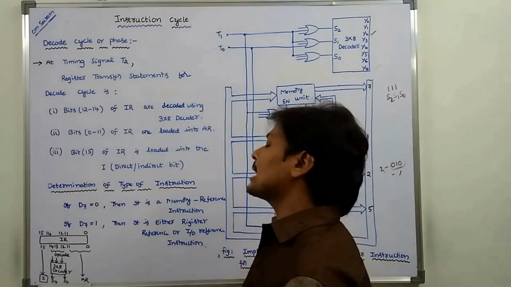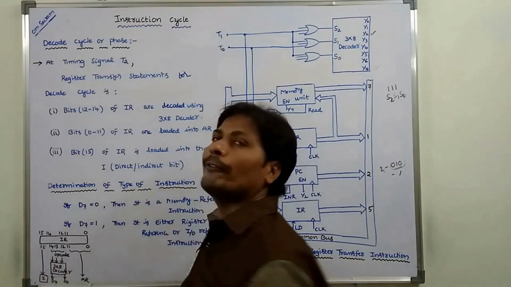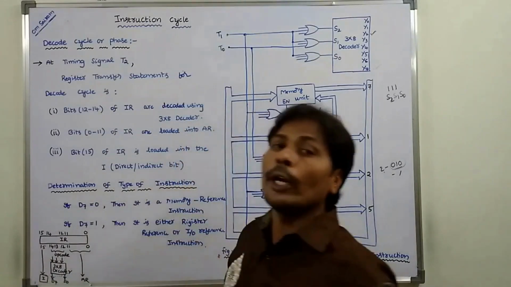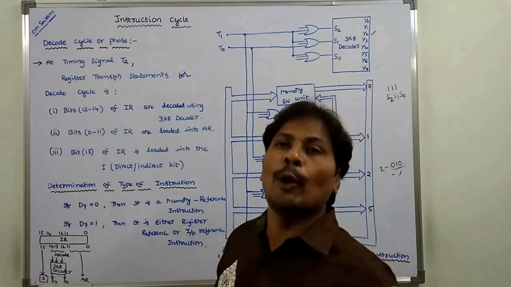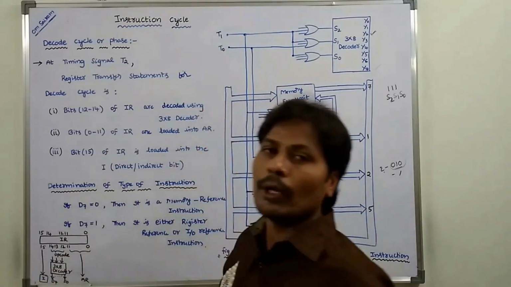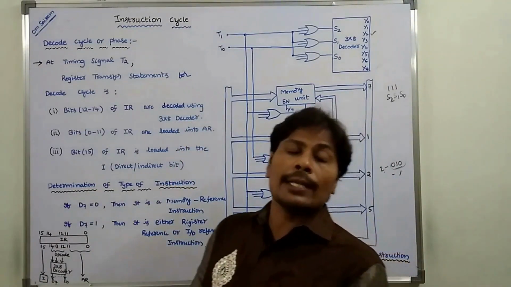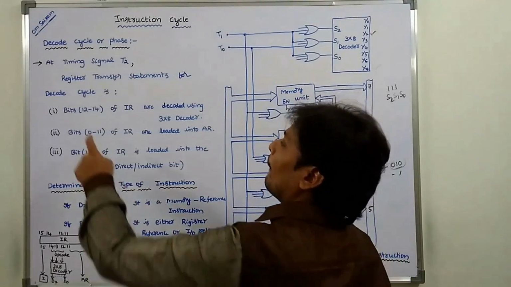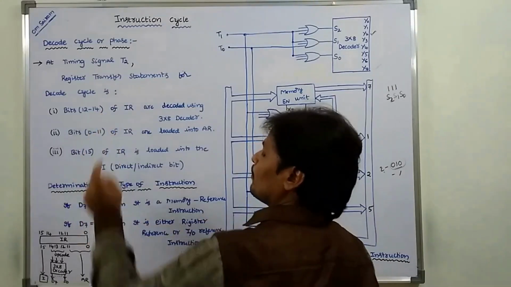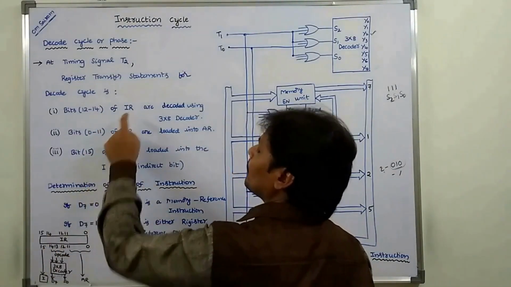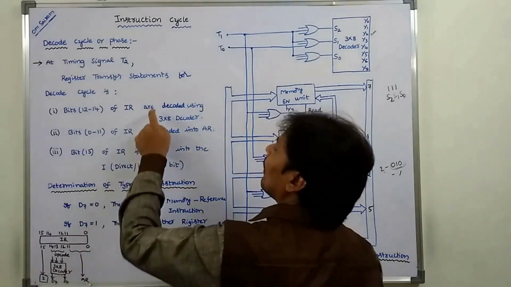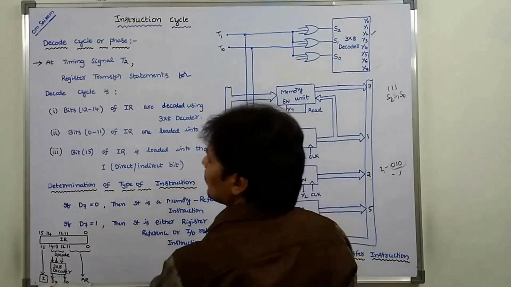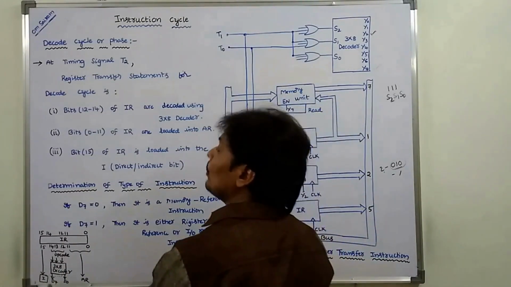Okay. Next, the 15th bit of the IR register is transferred to the mode bit, the direct or indirect mode bit, capital I. So these three operations can be done at the T2 timing signal. Bits 12 to 14 of the instruction register IR are decoded using the 3/8 decoder. It produces 8 outputs, D0 to D7.